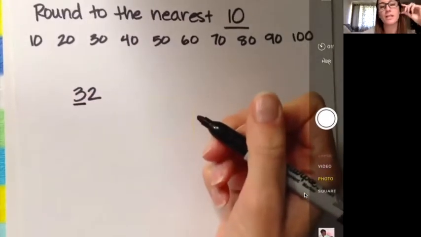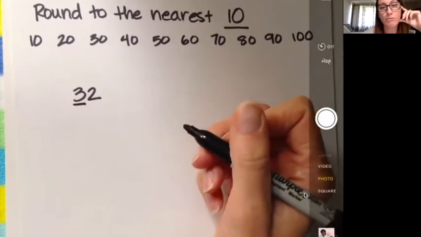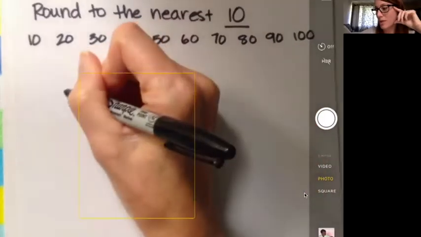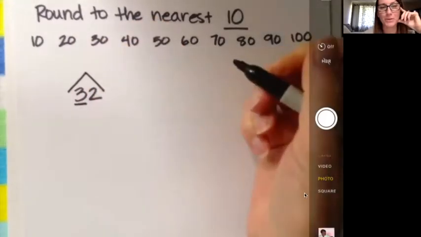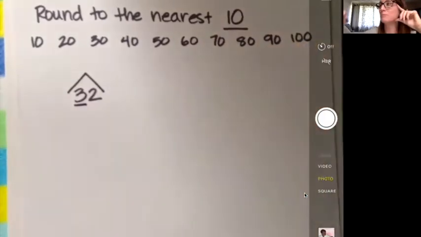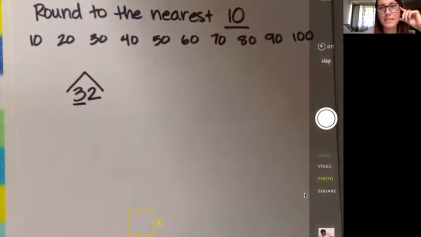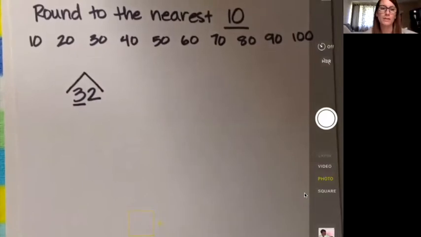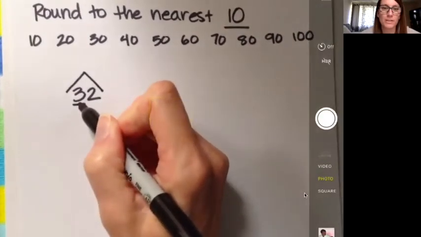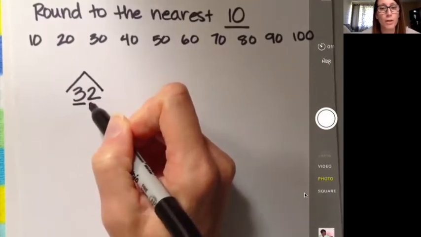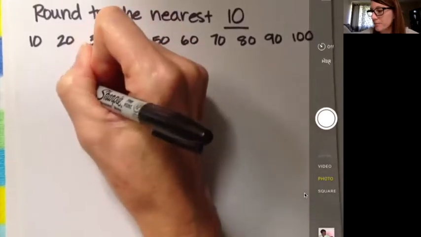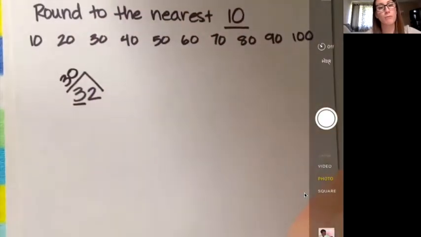Okay. Next thing I'm going to do is I'm going to build a roof on top of my house. So I'm going to make this little roof shape on top of my 32. And then I'm going to think about, okay, what is the 10 that comes right before 32? Okay. And the easiest way that I think to do this is I take that 3 that's in the tens place and I turn the other number into a 0, which would give me the number 30. Okay. So 30 is the 10 that comes right before 32.